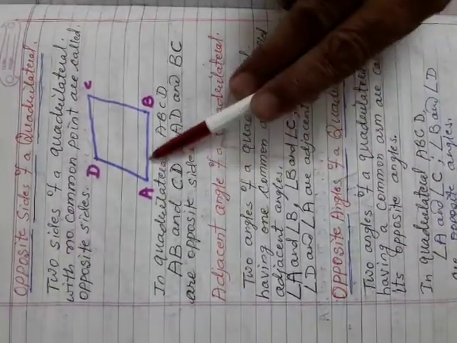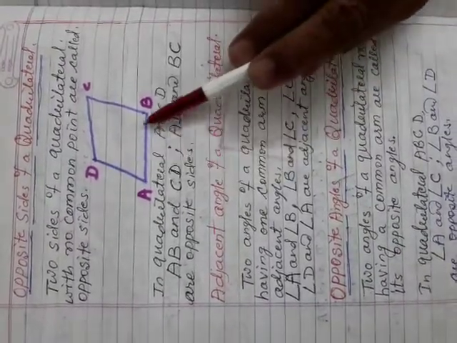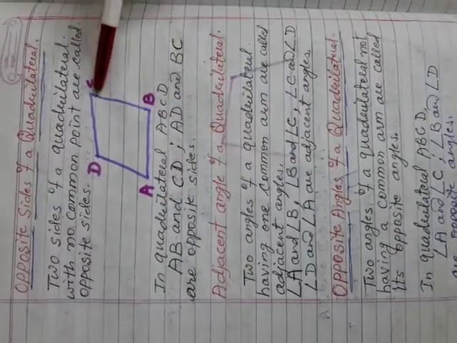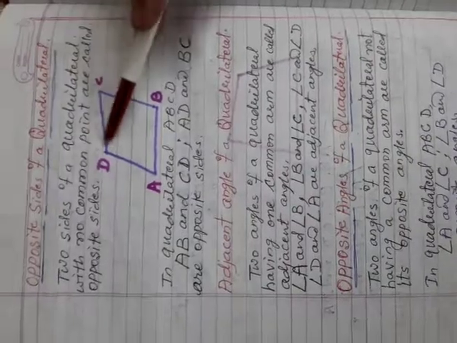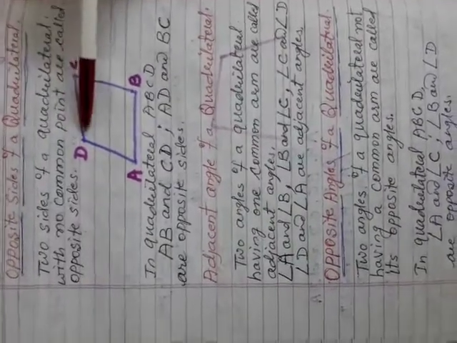Now this is the common arm, having two angles A and B. BC is the common arm, the angles are B and C. CD is the common arm where angle C and angle D are there.